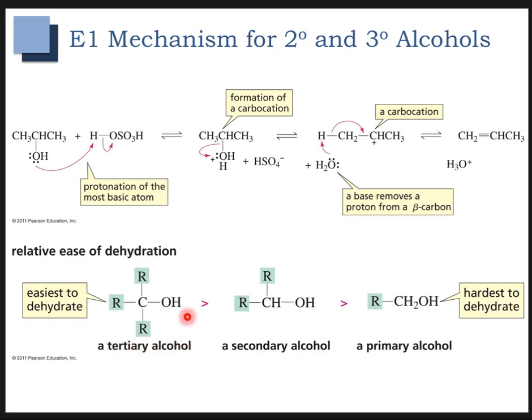So, because this goes through an E1 type mechanism, we're going to have an easier time dehydrating our tertiary alcohols and a harder time dehydrating our primary alcohols. They would have to go through an E2 type mechanism, and that's going to be a little bit more difficult in this situation. Because remember, E2 reactions are promoted by strong bases, and we're using water here as a base, so this is not going to work well as an E2 mechanism.